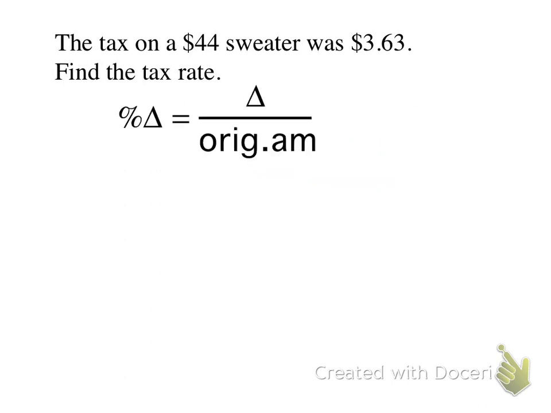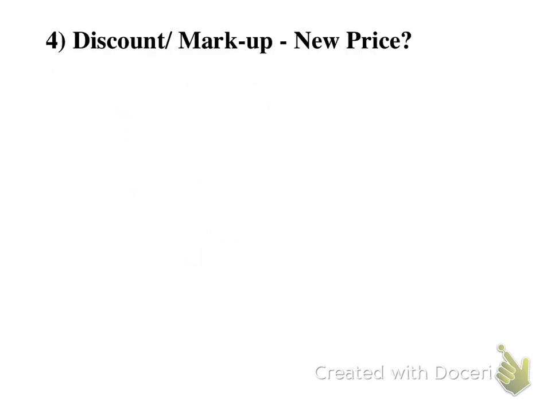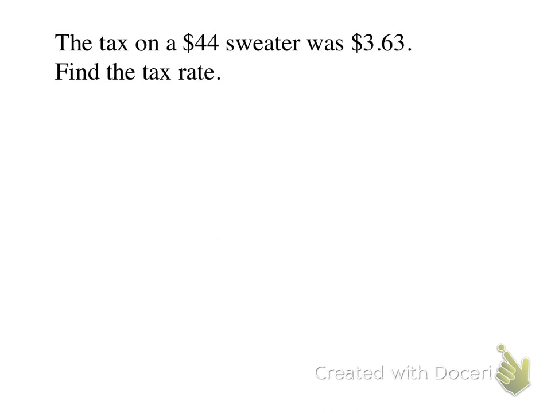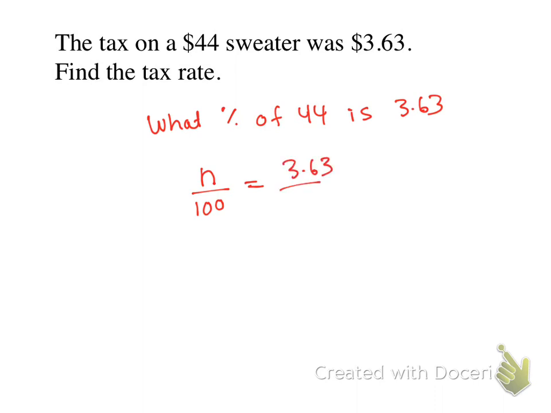I just turn it into my own word problem. I don't know that I would have done it this way. The change, I don't know that I would have done it that way. I would have done it my way. So I said one more time, I change it into what percent of 44 is 3.63, and do my n over 100. You could do it this way too. Equals 3.63 over 44.